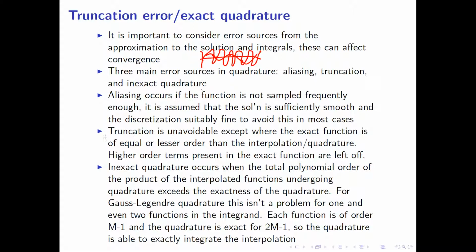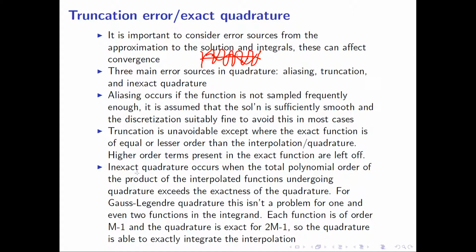The second piece, truncation, is unavoidable in the sense that if the exact function isn't exactly representable in the order polynomial space that we're using for the quadrature, then you're inevitably going to have to truncate some portion of terms, especially if it's an infinite series.